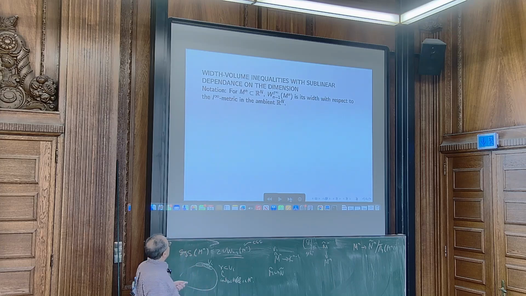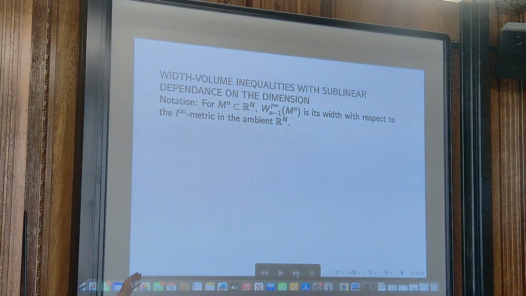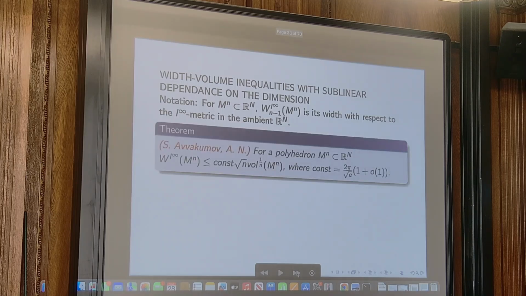So once again, if we have M^n that sits in some Euclidean space of dimension capital N, you should think of this capital N as having no restrictions, since our philosophy is that we want our theorems to work for arbitrarily large capital N. And W_{L infinity}^{n-1}(M^n) is the width with respect to the L infinity metric in the ambient R^N. We just decide to consider R^N as N-dimensional L infinity and calculate the width with respect to this distance. And here is the first of the new results of this talk.